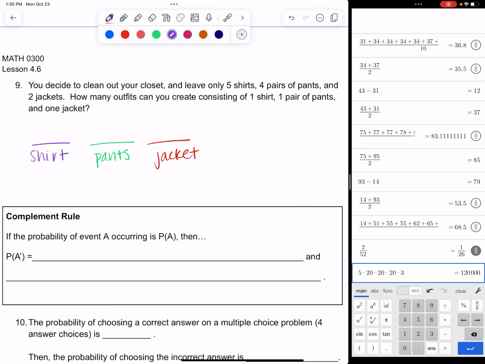Well, I have 5 ways I could pick a shirt. I have 4 pairs of pants. And I have 2 jackets. This one isn't so bad. I can multiply these together on my own. 5 times 4 is 20. Times 2 is 40 different ways we could combine one shirt, one pair of pants, and one jacket.